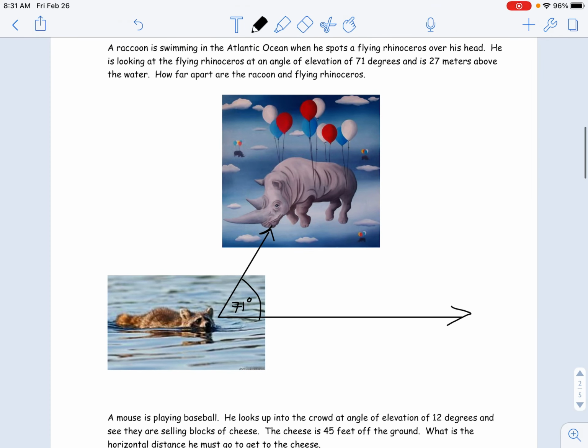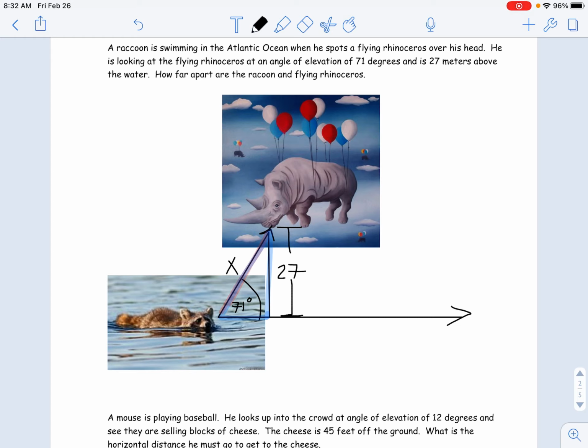All right. The rhino is 27 meters above the ocean. All right. How far apart are the rhino and the raccoon? All right. So it's once this distance right here. That's what we're searching for, x. All right. So really we have this right triangle to focus on.